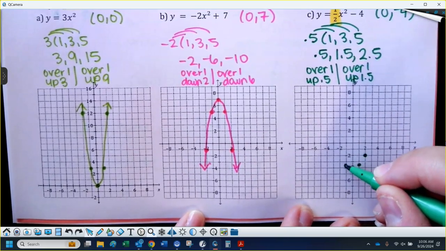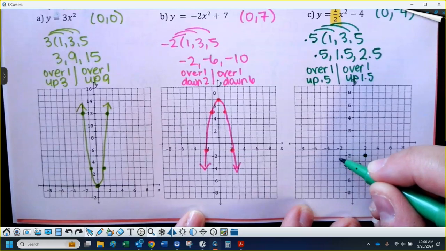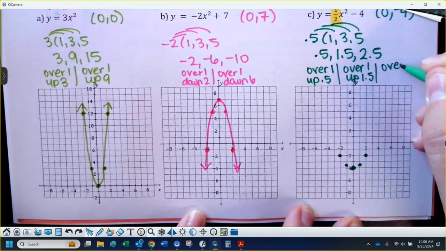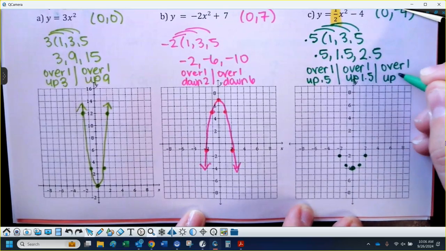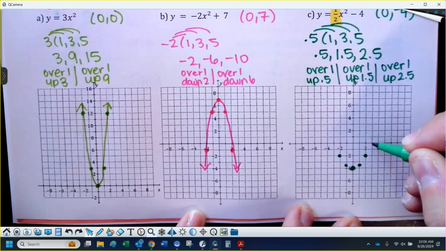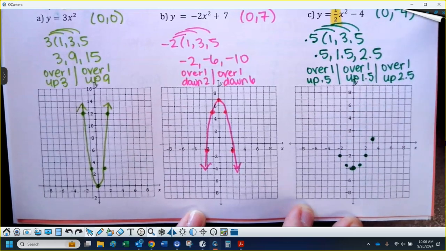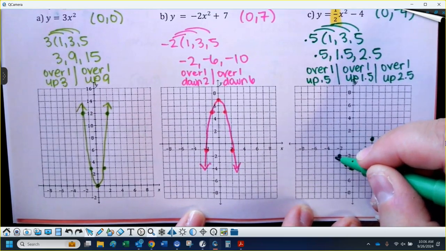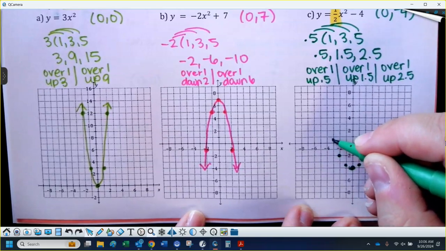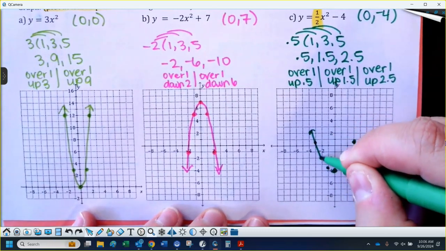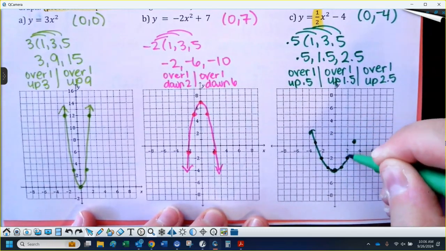If you're on the other side, same thing. Over 1, I'm on the halfway mark. Up 1.5 would put you on the point (-2, -2). And then this one will fit on here if you want to do one more step. Over 1, up 2.5. This won't be on a nice point, but you can estimate. It would be at the halfway mark between 0 and 1 above the x-axis. So over 1, up 2.5. And you guys can see, hopefully, this one's a little bit wider than the other graphs that we've been doing here.